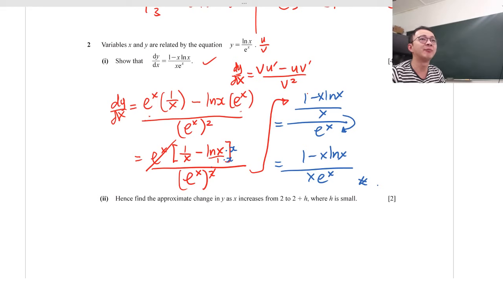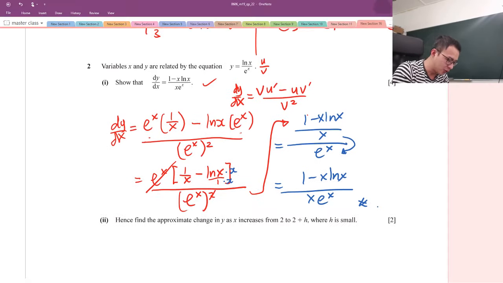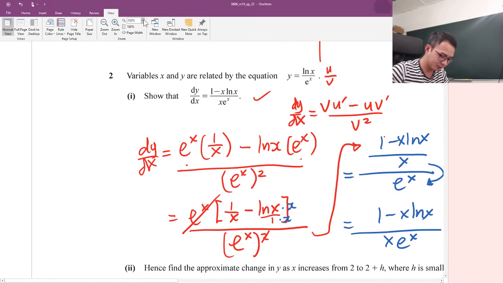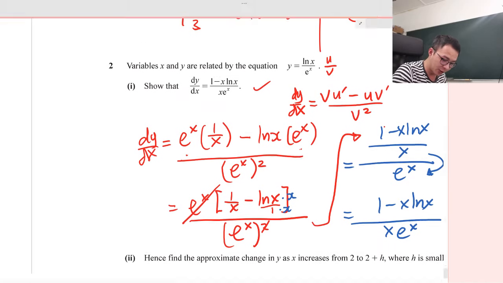I hope I'm not blocking the question here. If some of you are using mobile phone, let me see whether I can zoom in a little bit, because some students say they cannot view it so nicely. Let me try 250%. Okay, so I hope it helped a little bit.